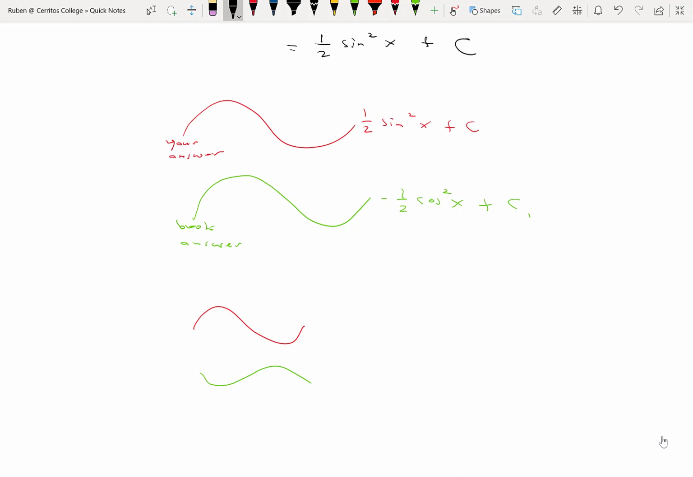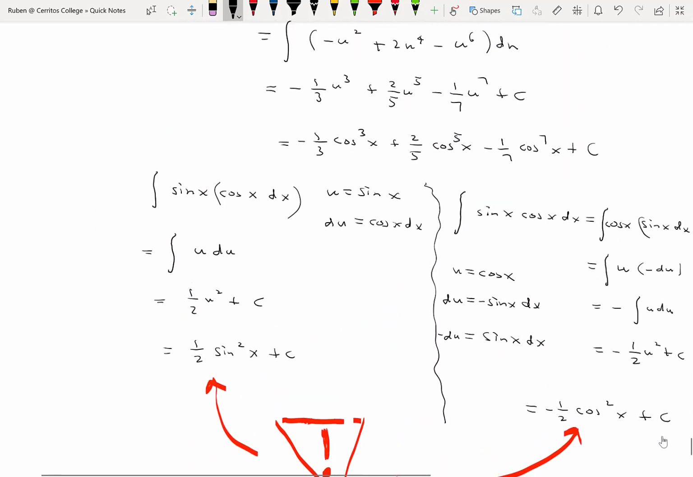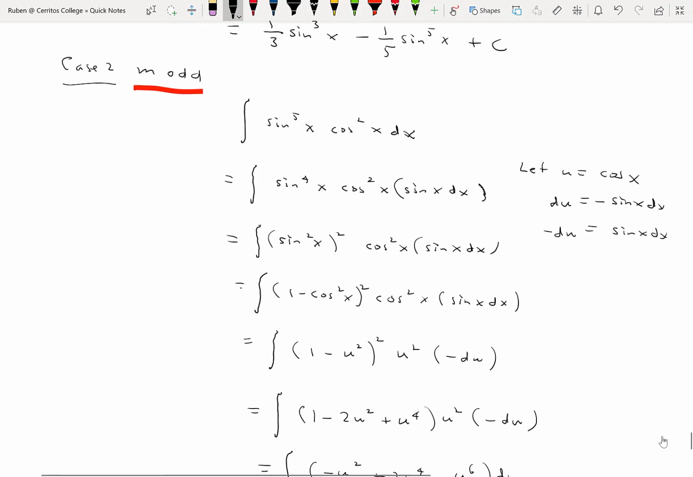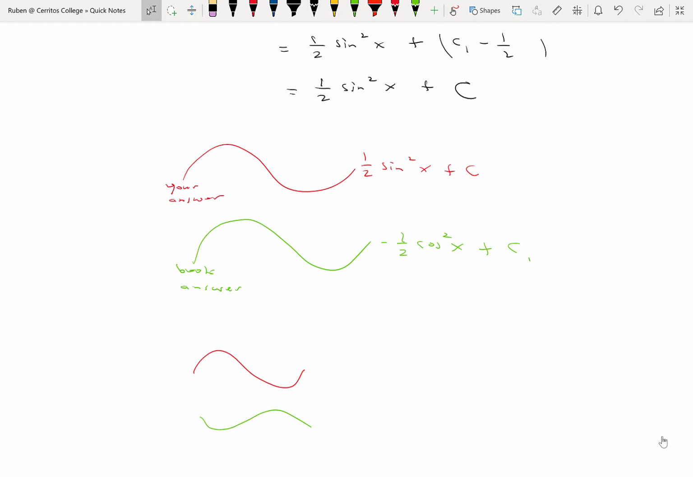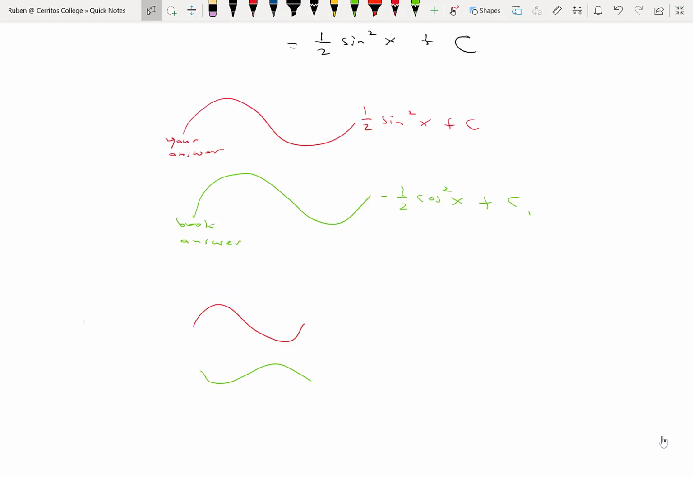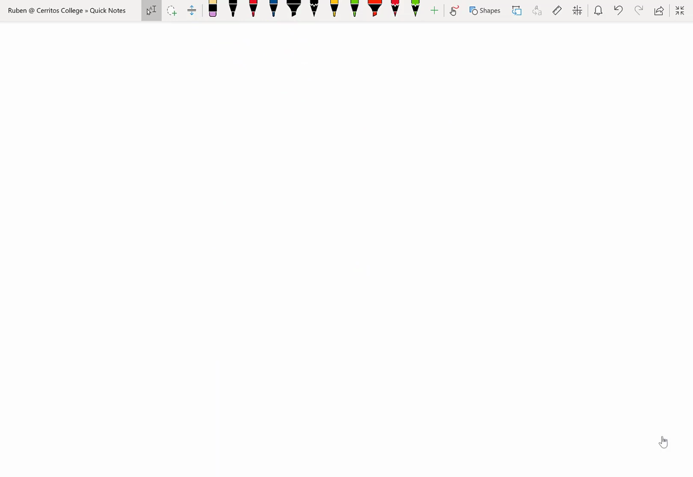Okay, let's take a look at, I lost track of where we were. We were looking at both cases where one of the trig functions is odd. Now let's look at the last possible case for this set of integrals. So case 3.